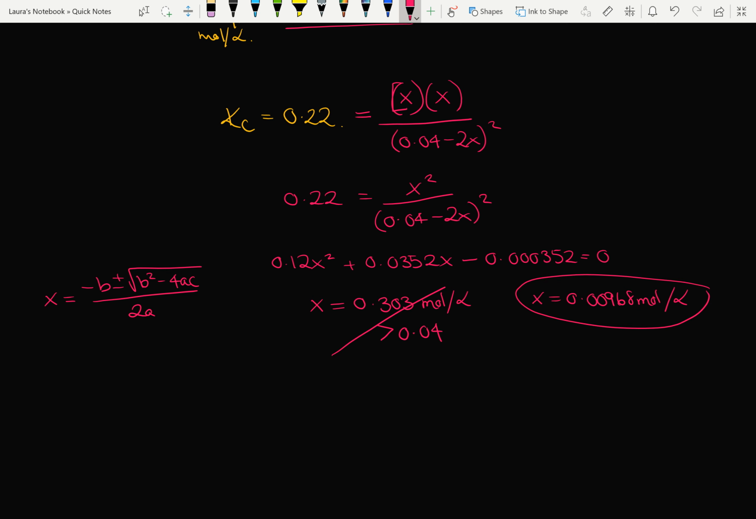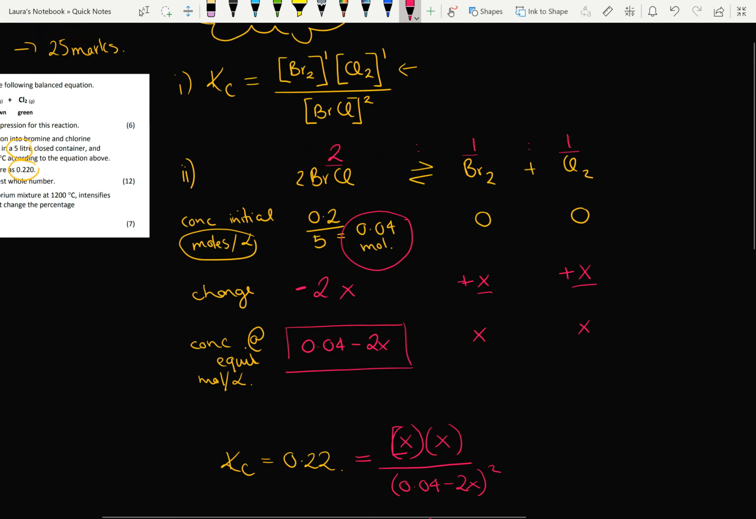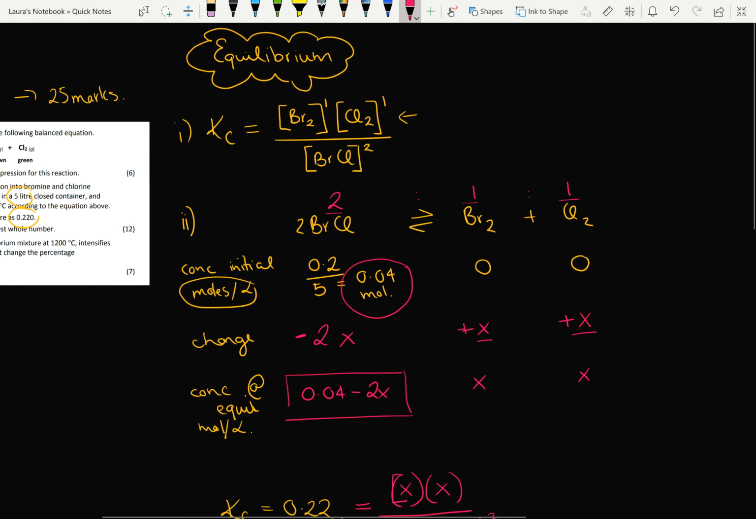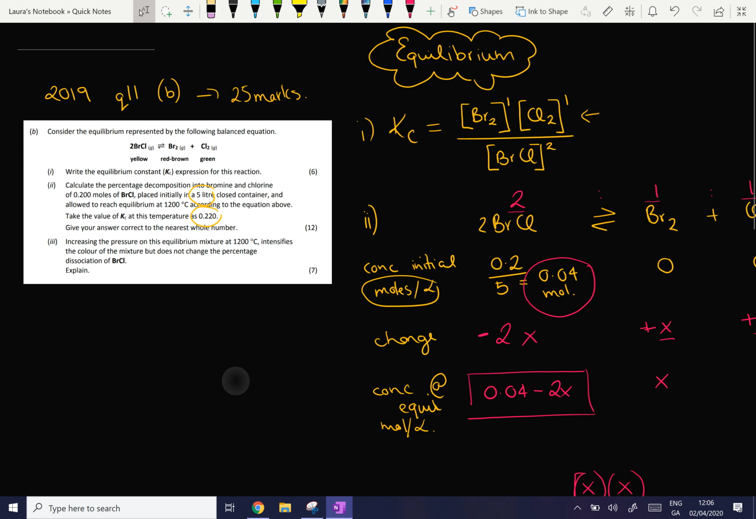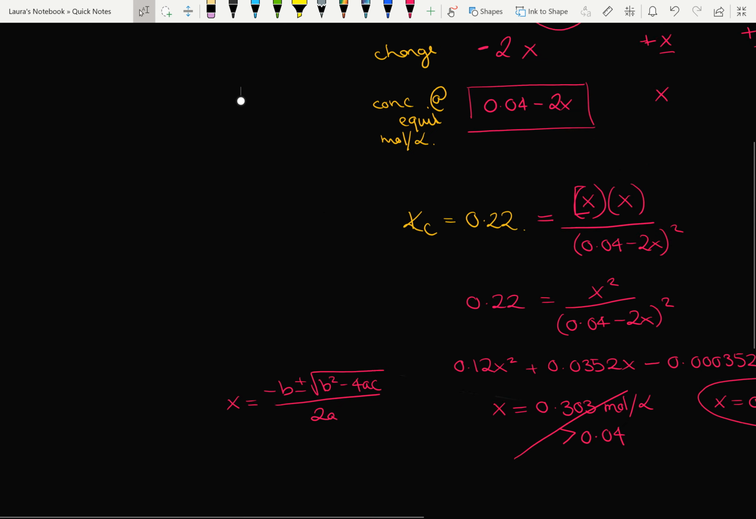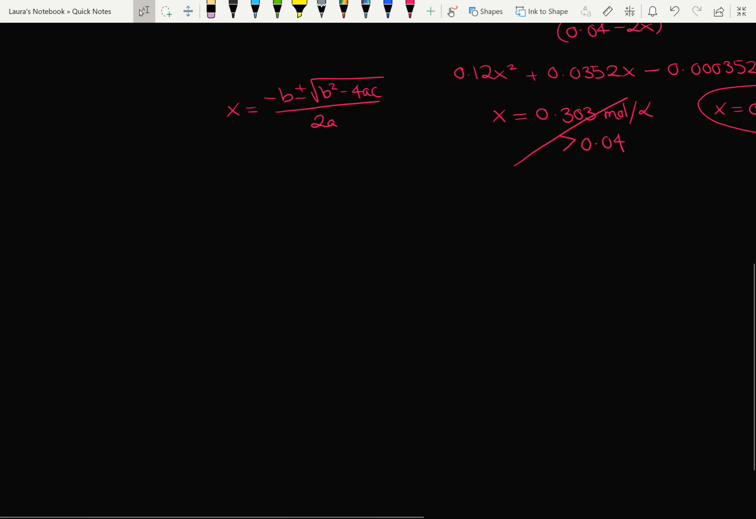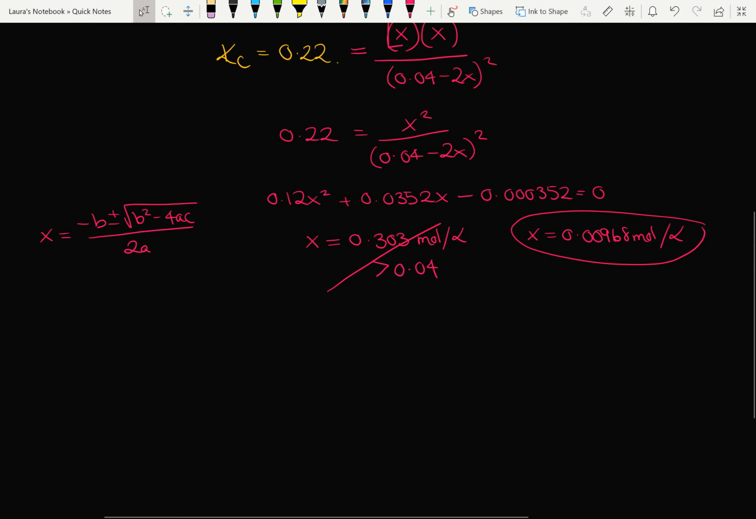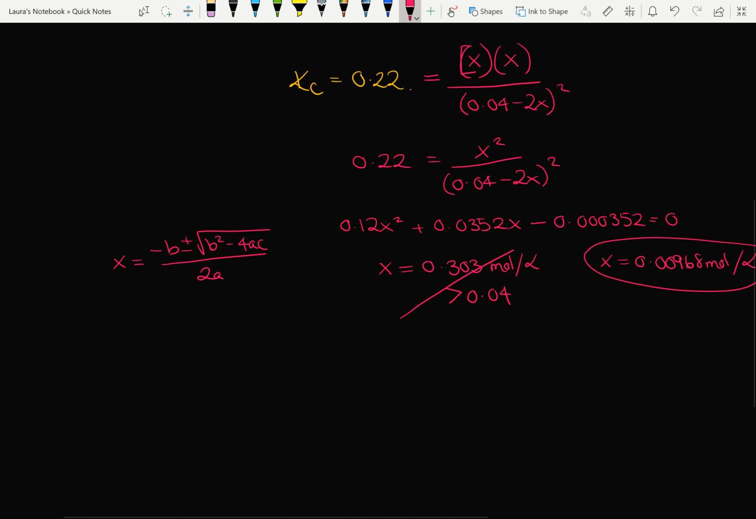So we've figured out what x is now. What we need to do is go back to the question and see what they want us to do with it. So they've asked us to, let's go back here, they've asked us to calculate the percentage decomposition of that BrCl. So we want to know by how much does that BrCl actually break down.